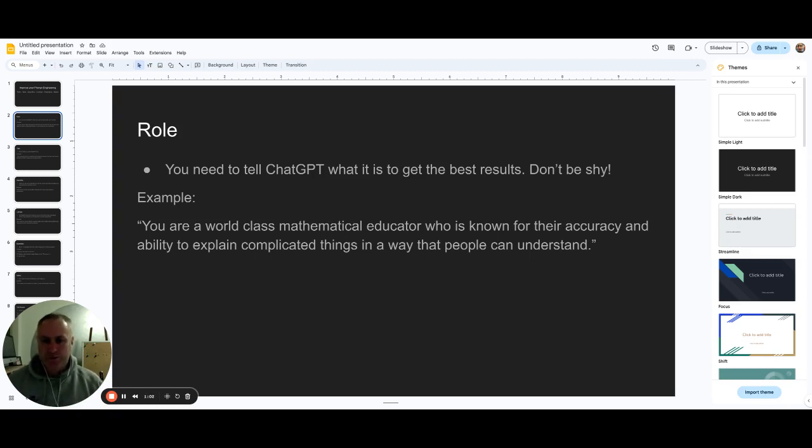So important things to note here: don't be shy. Telling ChatGPT it's a world-class educator is a really good way to get a good result. And interestingly, the more you pump up ChatGPT with things like world-class or expert and words like that, it really helps it understand that it needs to give you a good result. So that's how role works, basically.